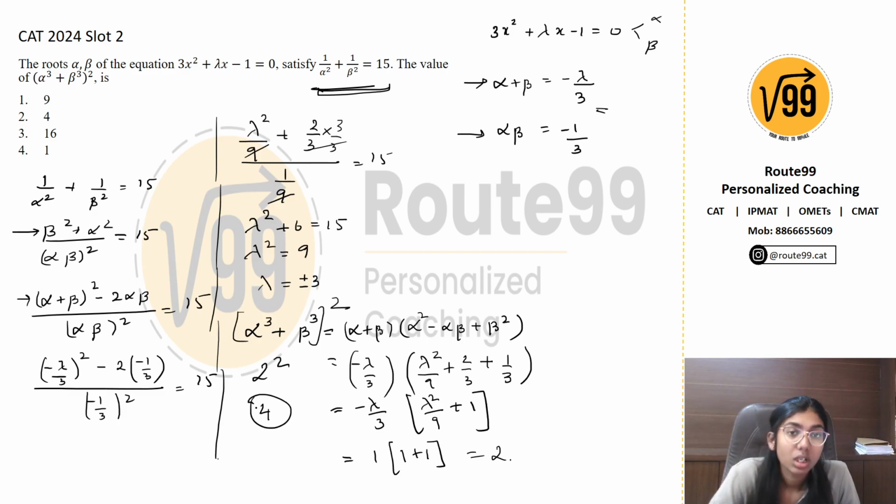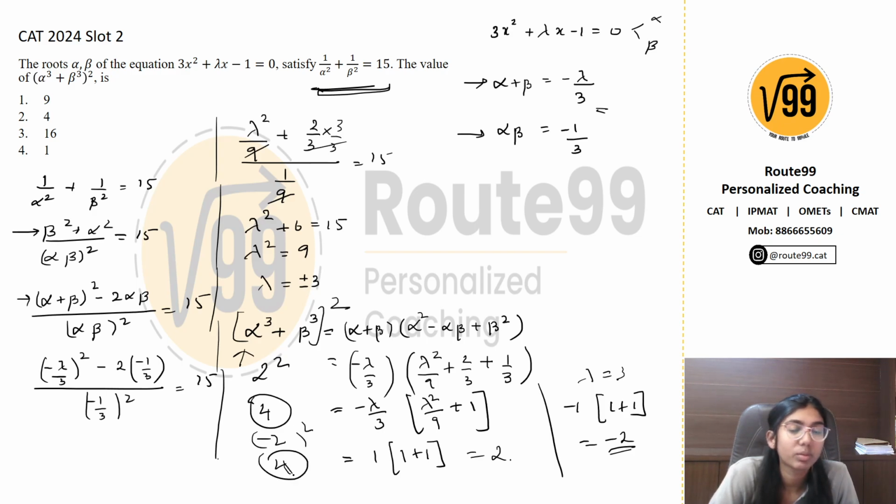Now I need to calculate the value of this whole square, which means 2 square, which means your answer is 4. Now if you substitute the value of lambda as 3, then I'll get minus 1. This will be 3 square, which is 9, which is again 1 plus 1. So my answer is minus 2. But ultimately you need to square alpha cube plus beta cube. So minus 2 square is also 4. So your answer will be 4.